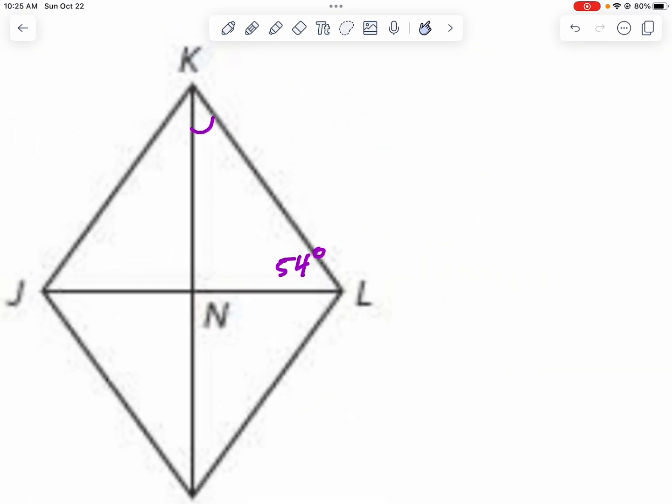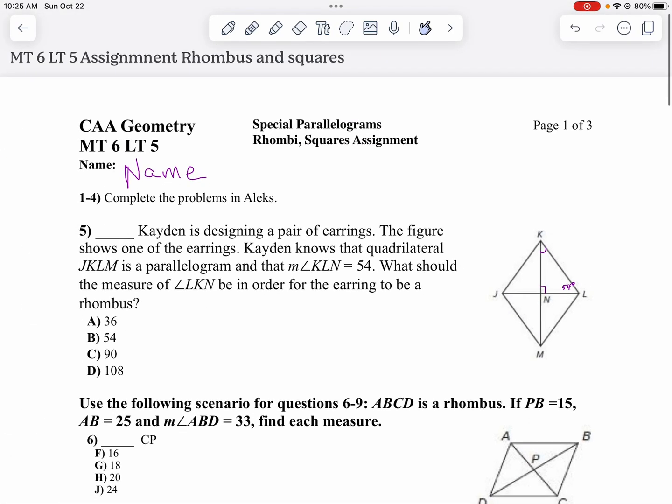Well, we know in a rhombus, the diagonals are perpendicular, besides them bisecting. But they're perpendicular. That's what we're interested in this case. So in other words, in triangle KLN, notice I've got one angle that's 54, another angle is 90, so I know angle K and angle L are complementary. So to find the measure of my angle here, I'm just going to take 90 minus 54, and that'll be 36, won't it? So our answer to question 5 is letter A.